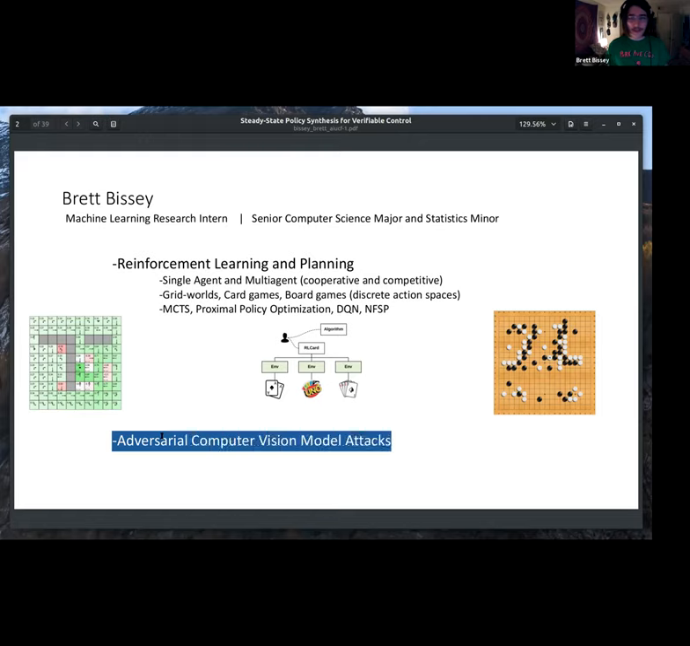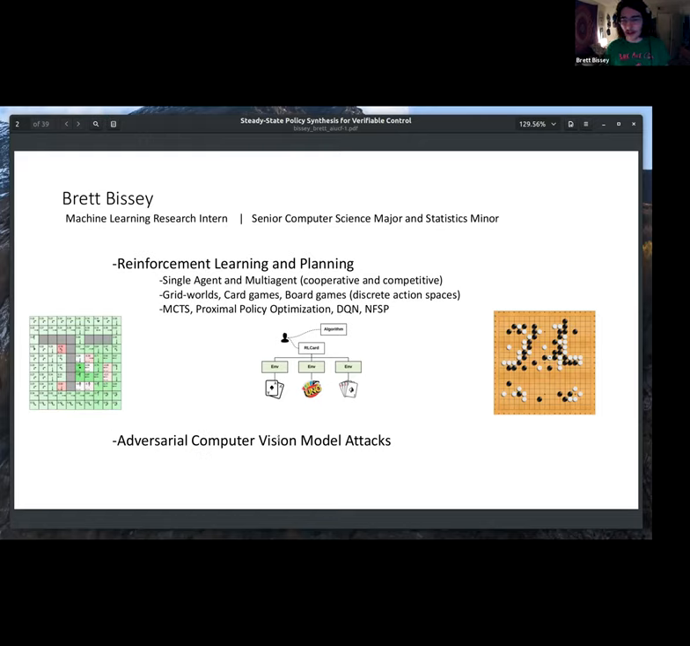I also do some research in adversarial computer vision model attacks. This is like if you have an image and you want to see how it's classified by a model, and you want to try to trick that model into classifying it a different way. It's an interesting field of machine learning. And I'd love to talk about this after, if you have any questions about how to get into research or these specific topics.